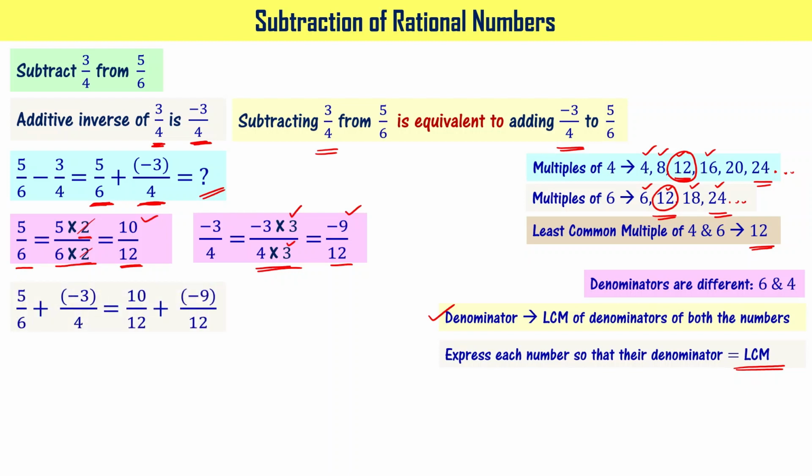So 5 by 6 plus minus 3 by 4 can be written as 10 by 12 plus minus 9 by 12, right? I have replaced 5 by 6 with 10 by 12, and I have replaced minus 3 by 4 with minus 9 by 12, right?